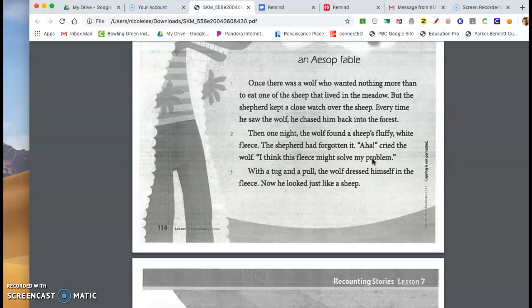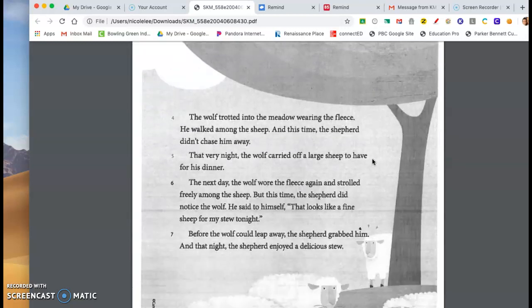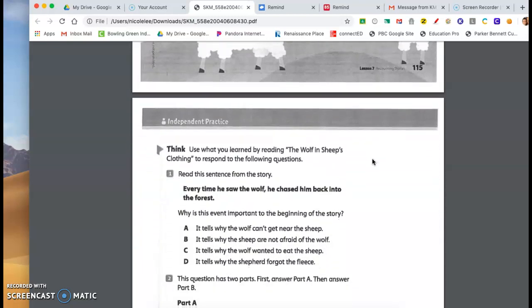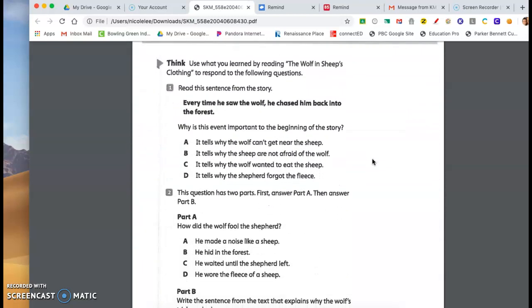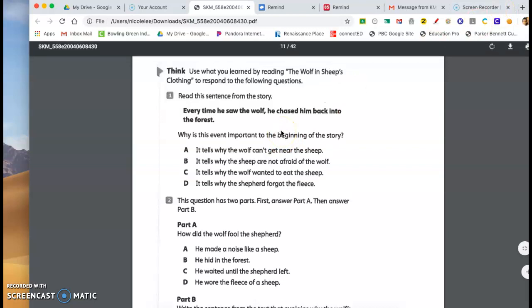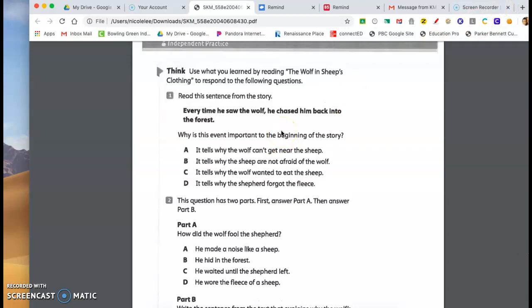So you're going to read through today's fable. It's a short fable. It's a story that has a lesson. So make sure you're looking for what that lesson is trying to teach you. Whenever you are finished reading, you're going to go to the think portion and you're going to use what you've learned from reading The Wolf in Sheep's Clothing to answer these questions.